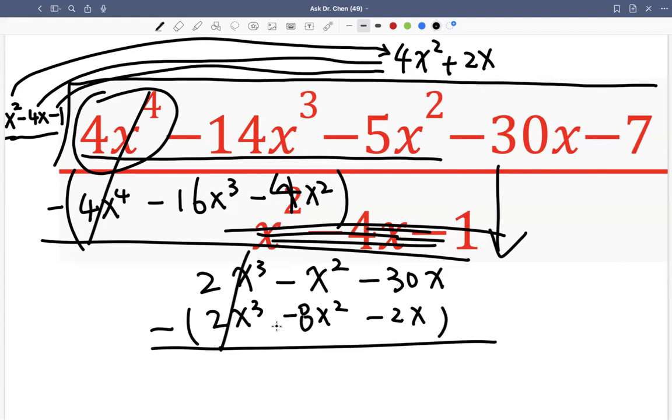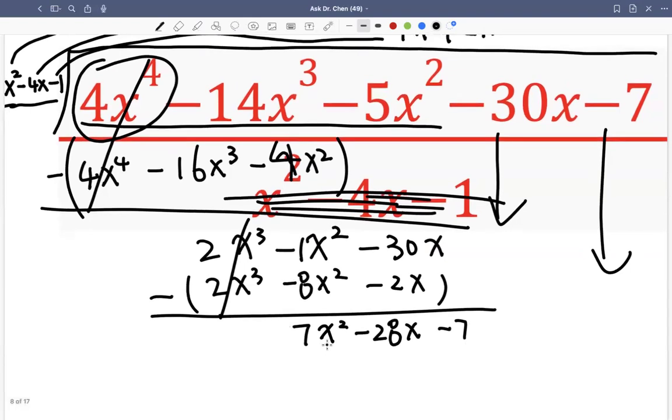Leading term cancels to be 0. Negative 1, well, this is by default 1, negative 1x squared minus negative 8x squared becomes negative 1 plus 8. So that's 7x squared. Negative 30 minus negative 2 becomes negative 30 plus 2, that's minus 28x. Then pull the next one down, negative 7.